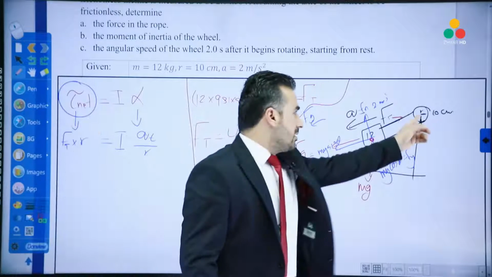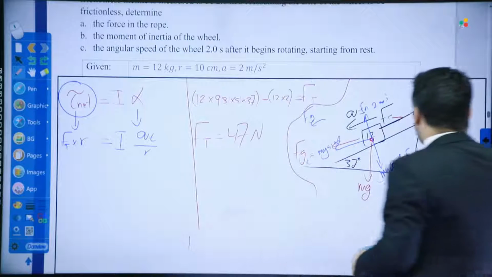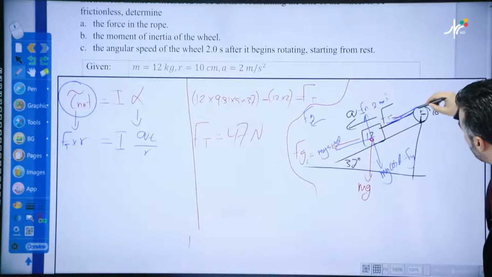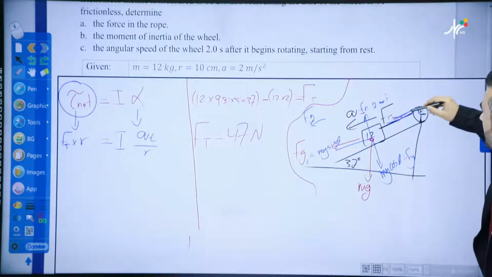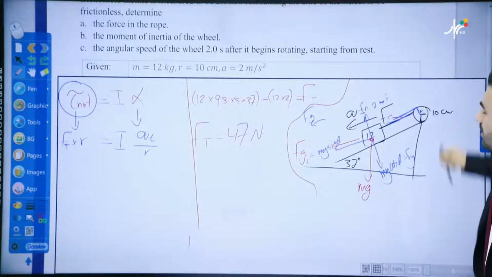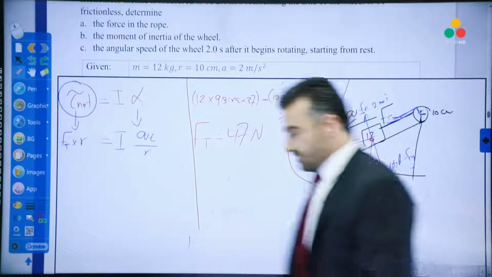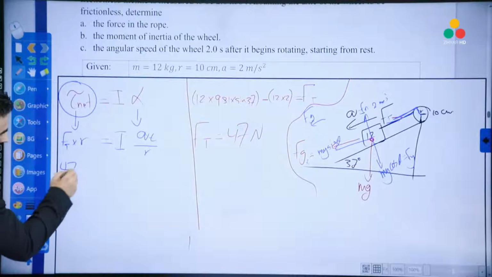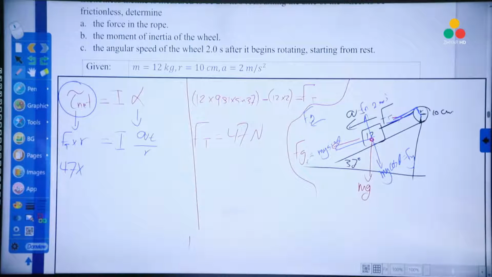The distance will be the radius of the wheel. So what we're talking about is this. This force is acting tangentially on the wheel, of course, which makes it rotate. So this is the force, and this is the radius, or you can call it the distance. So what is the force that we have? The force is 47 Newton multiplied by 10 centimeter.